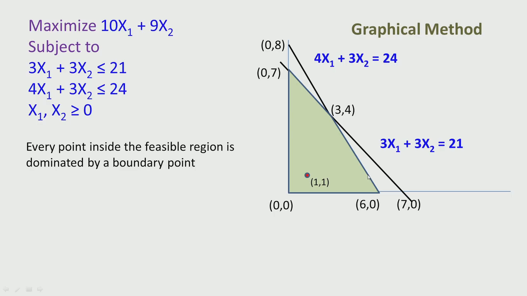So this boundary point, when I evaluate 10x1 plus 9x2 for this boundary point, the value of 10x1 plus 9x2 for this boundary point will be higher than the value of 10x1 plus 9x2 for 1 comma 1. So if I move this point to the right, which means I keep increasing x1 by keeping x2 the same, and I keep moving this point to the right till it touches a boundary point, I realize that the value of the objective function or the revenue is increasing.